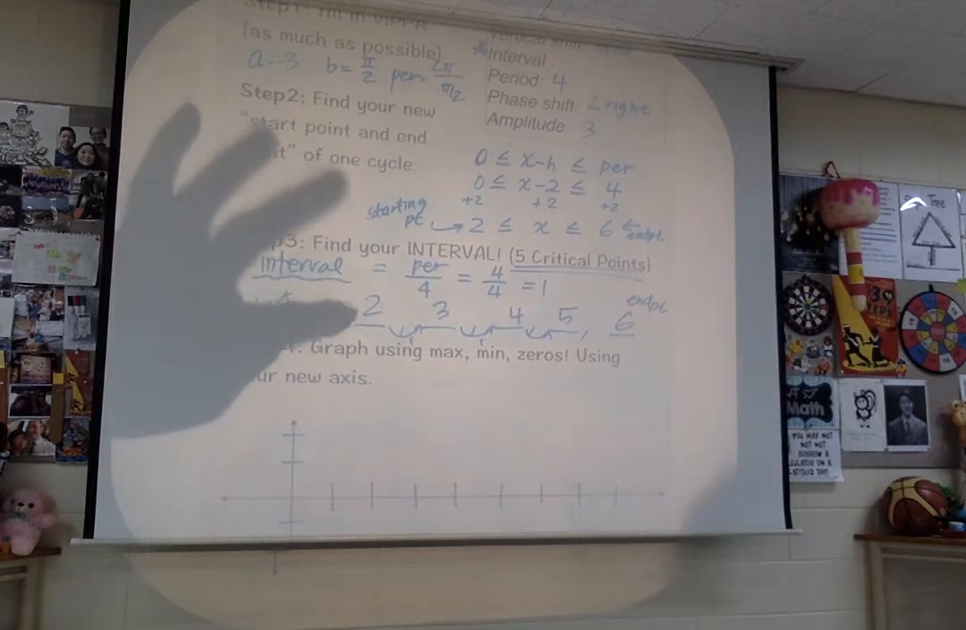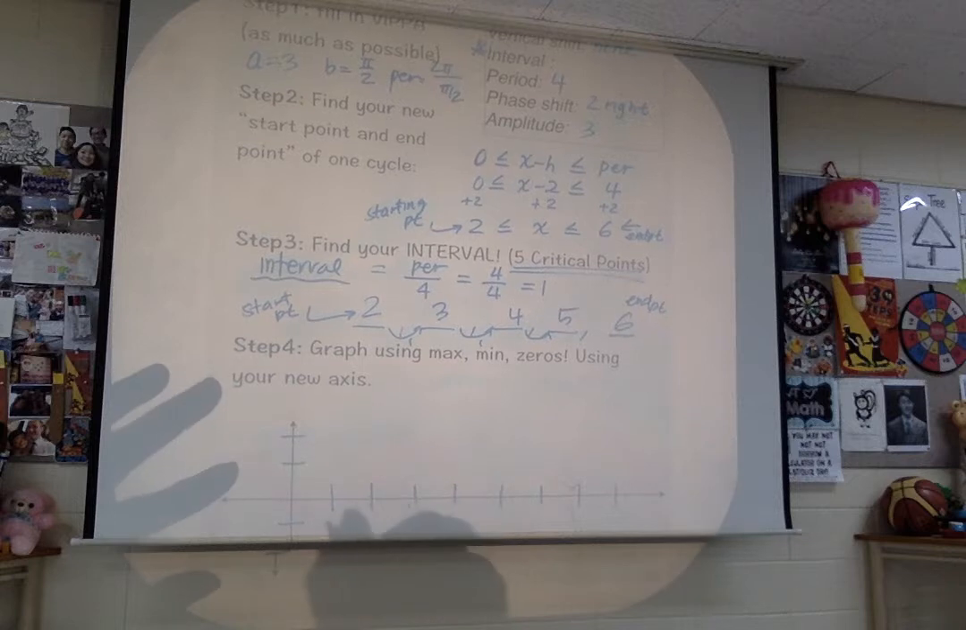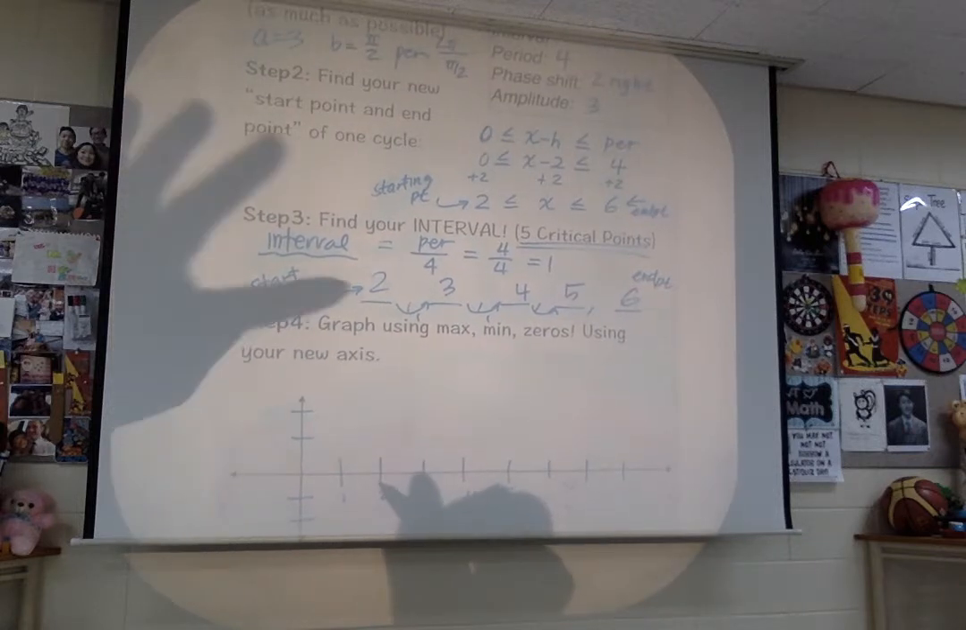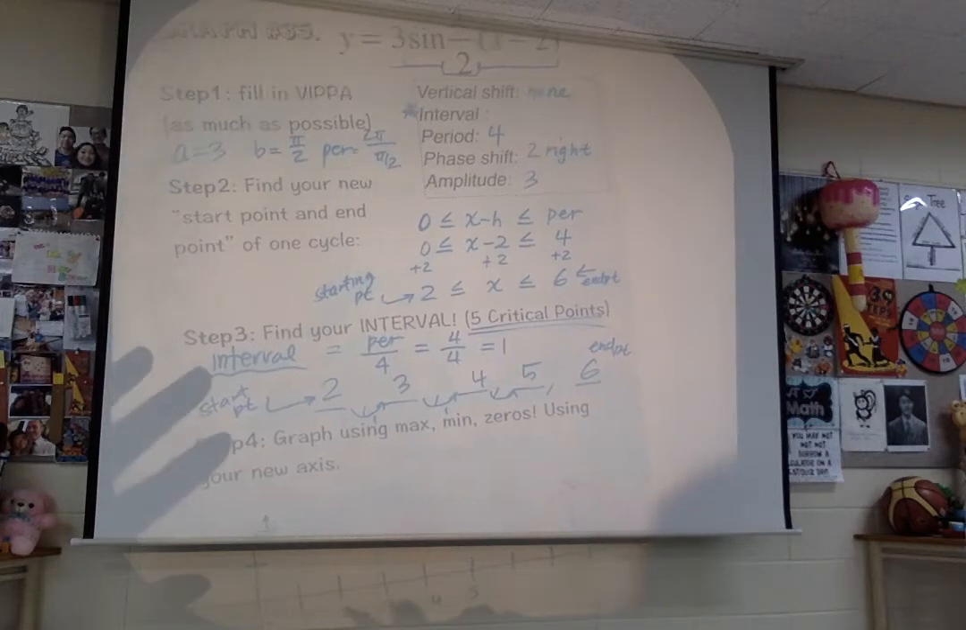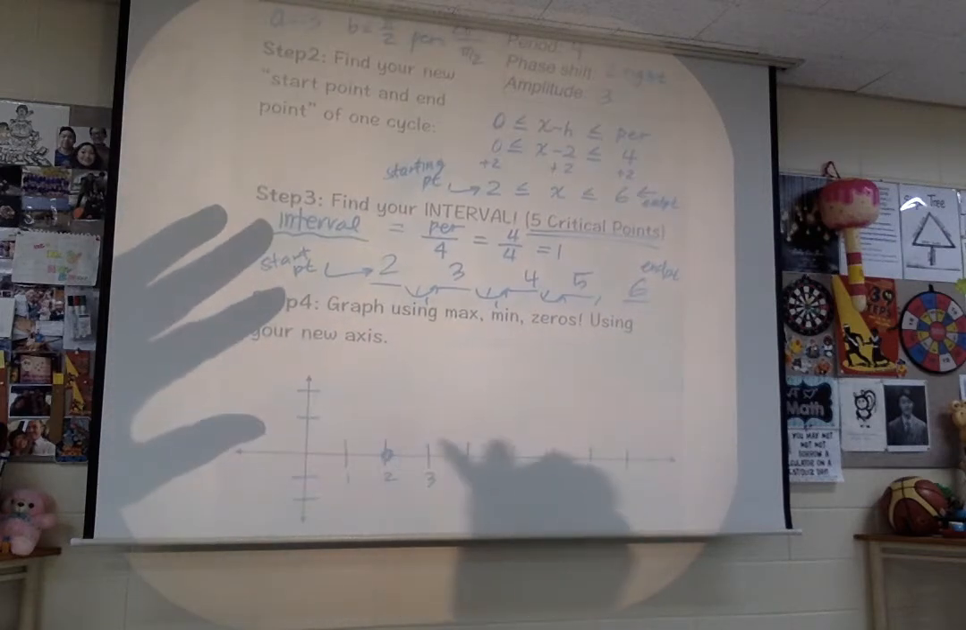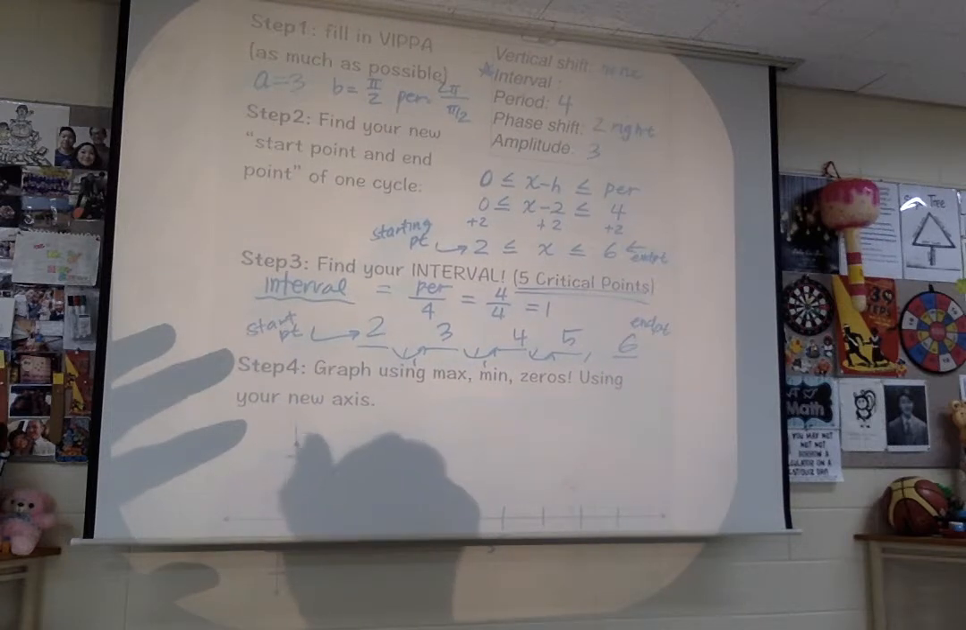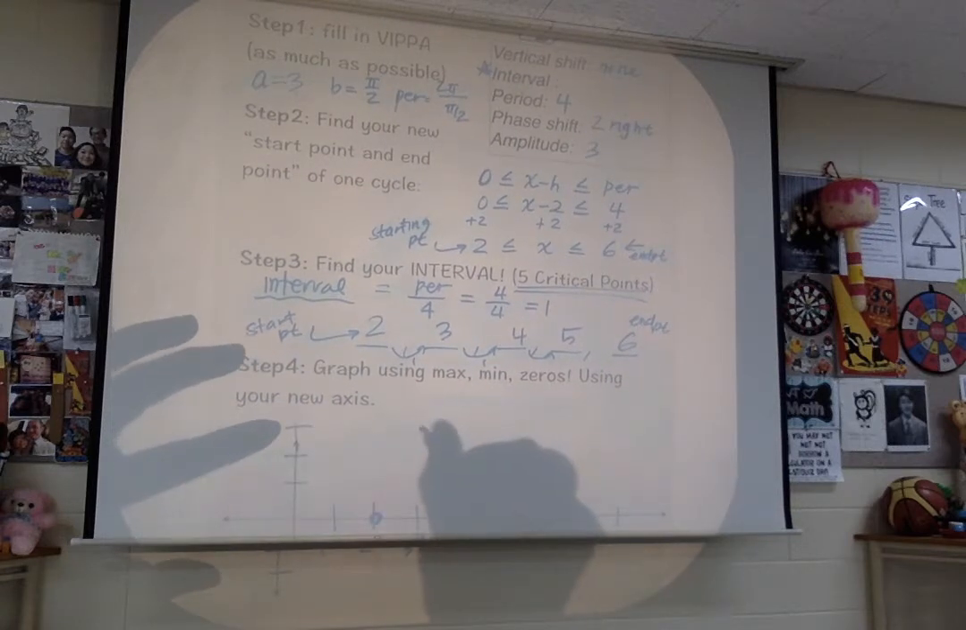So you guys, we need 5 critical values. So it's going to be 1, 2, 3, 4, 5. And you guys, isn't it 2? And it's a sine graph, so it starts at 0. And it goes up how many? 3. So let's draw some more. 1, 2, 3, right? To the max.